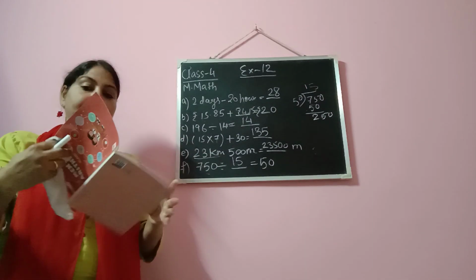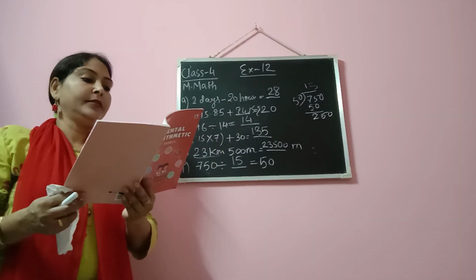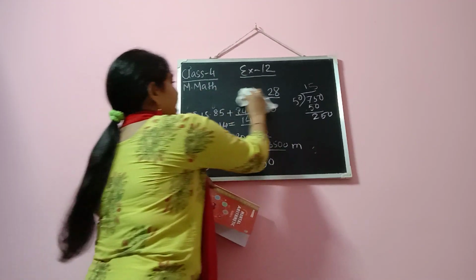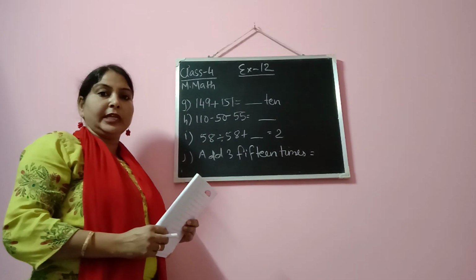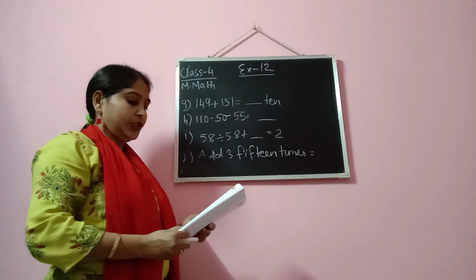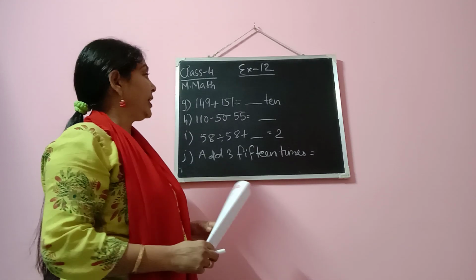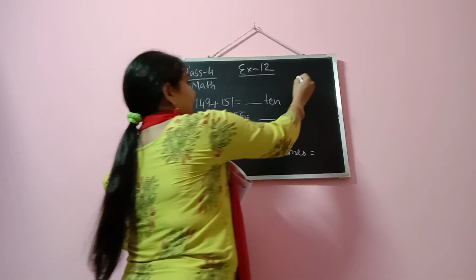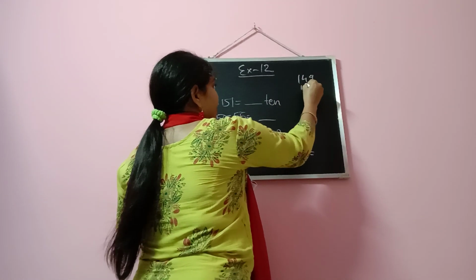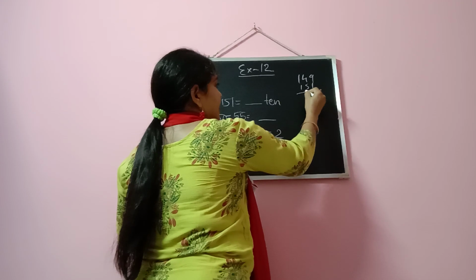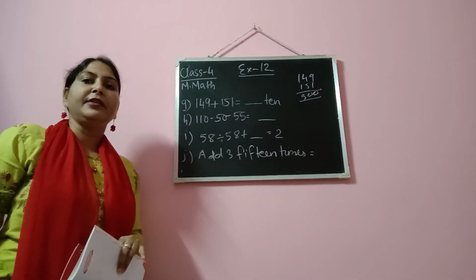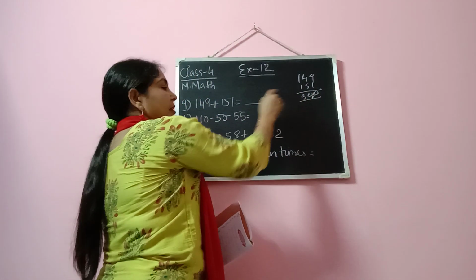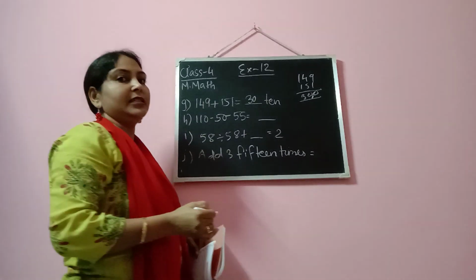Now we move to the next question, number G. In question number G, it says 149 plus 151 is equal to how many tens? Let us do the addition here. 149 plus 151 comes to 300. 300 means how many tens? For tens we need a 0 at the end, no? So we can write 30 tens. 300 means 30 tens.